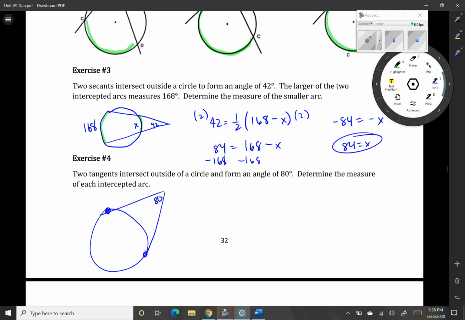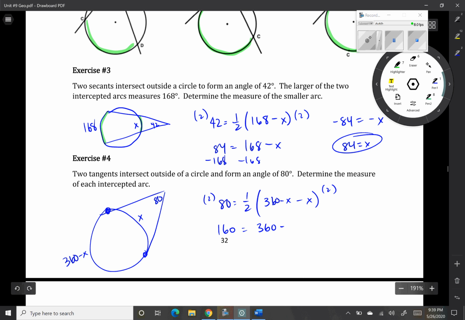So if I make the smaller arc x, the bigger arc would have to be 360 minus x. So I could say the angle is equal to 1/2 of the larger arc minus the smaller arc. Multiply both sides by 2. So I have 160 is equal to 360 minus, we'll say, 2x.